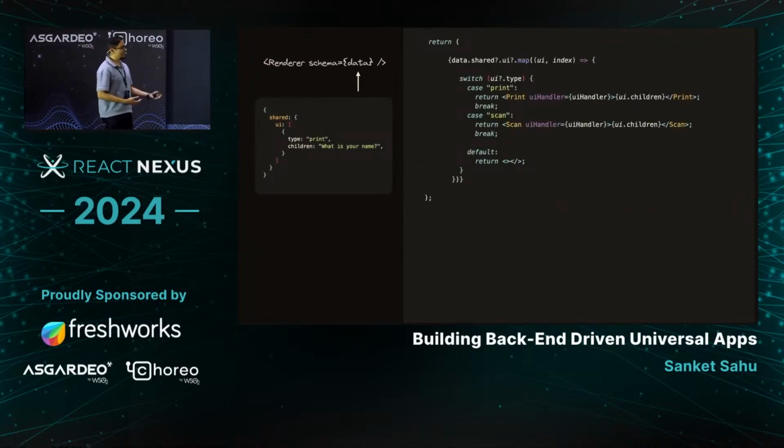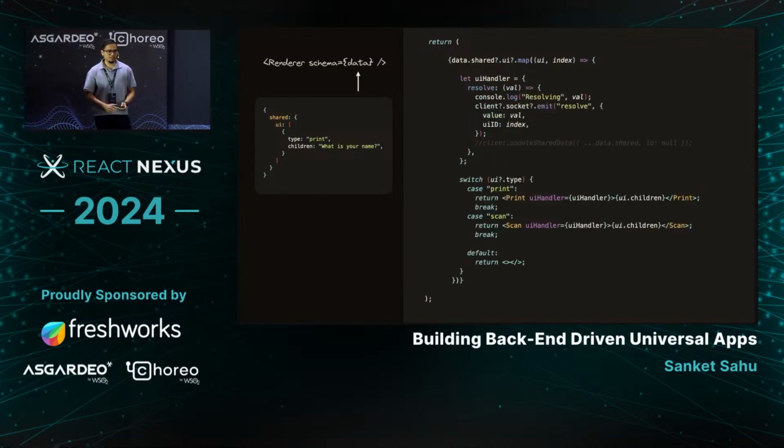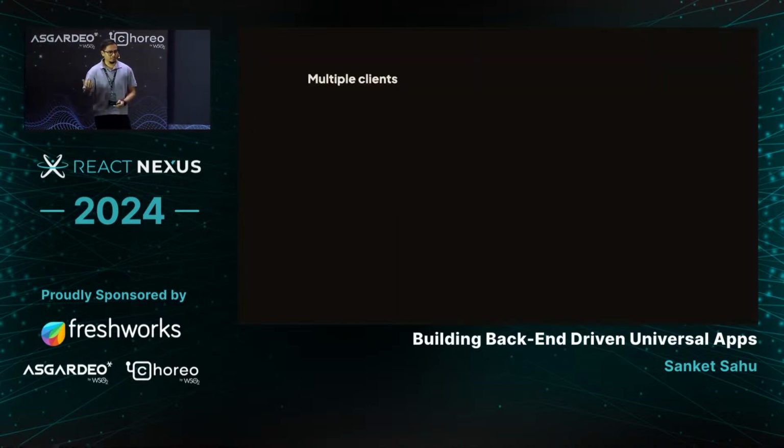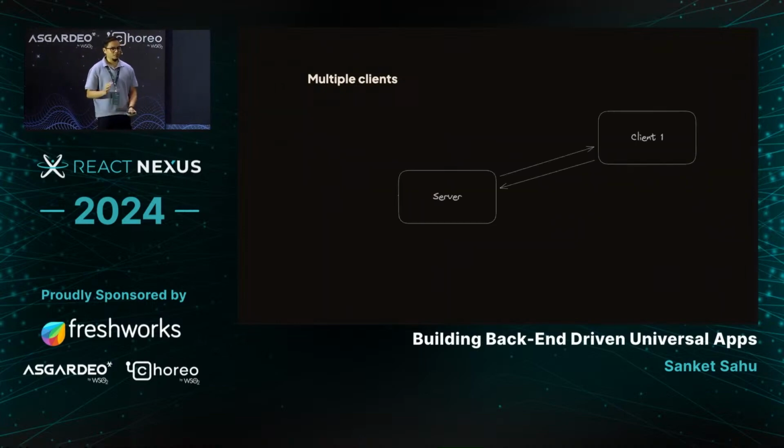The renderer component looks like this. If the type is print, throw in a print component. If the type is scan, throw in a scan component. We can define new ones as we go as well. That's on the roadmap, but this is just an experiment, and this is how we can build one too.